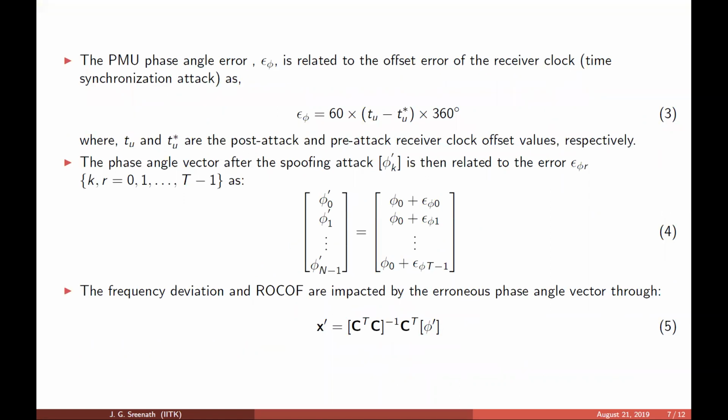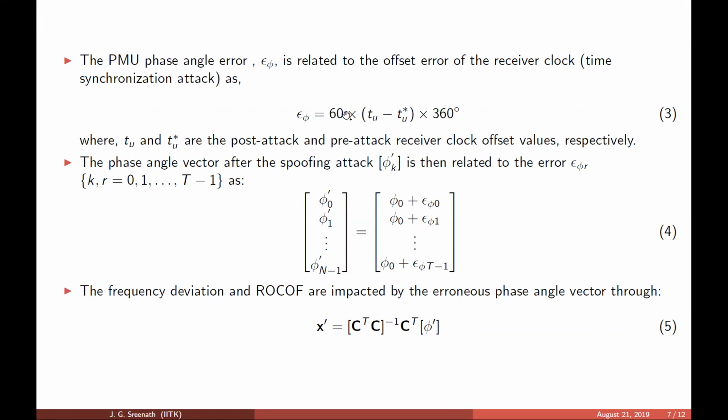Now, what happens in this particular case is, if a GPS spoofing attack is created, your phase angle gets affected. There's a phase angle error that happens. So in this particular case, what you get is this E5. So this phase angle error is related to the attack. Let TU be the post-attack, and TU star be the pre-attack receiver clock offset values. So this is after the attack, TU, and TU star was the original. So there is a time difference now.